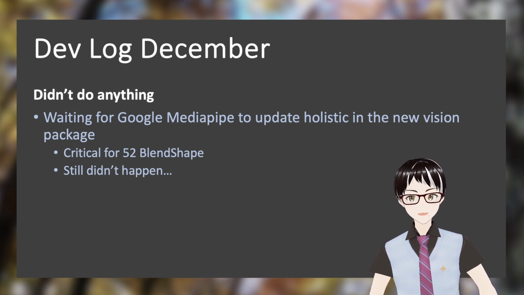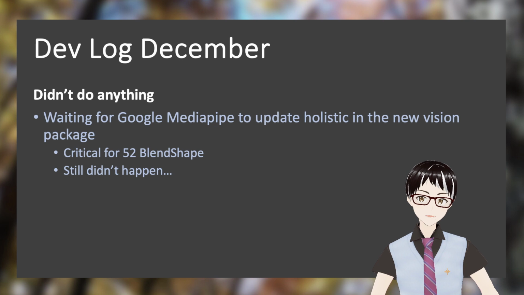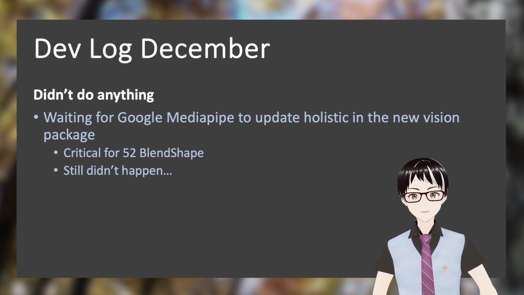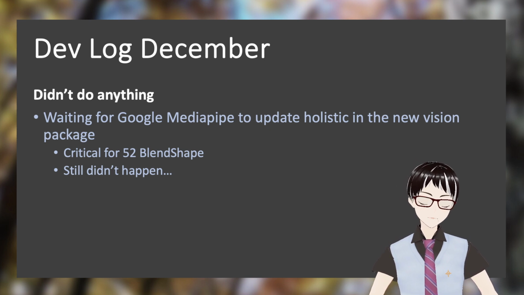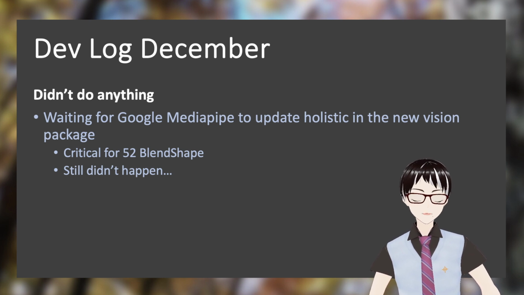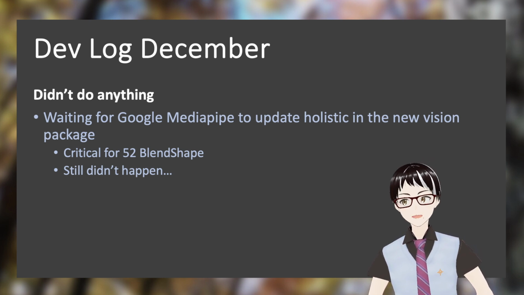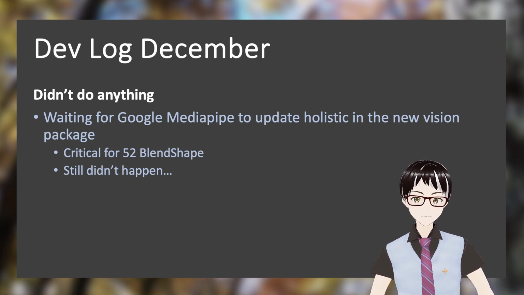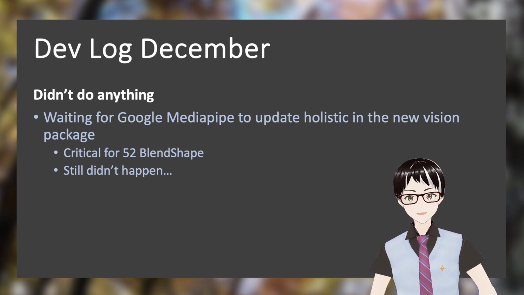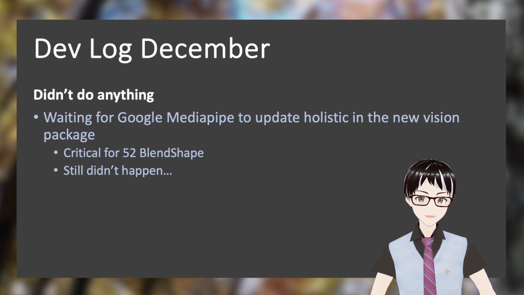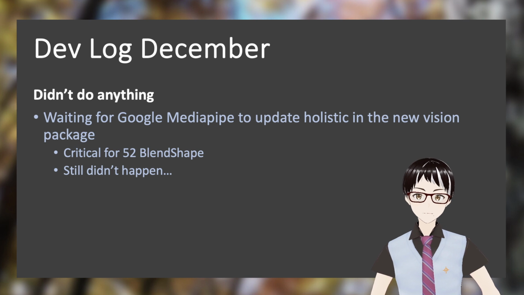So we weren't able to do the upgrade and we weren't able to apply the 52 blend shapes in our system. When Google actually updates it, that will be quite a large change. We will probably need some weekends, maybe 4 weekends, if we get a new version from MediaPipe and are able to have that updated. But since Google hasn't had a chance to update their library, we weren't able to do anything last December.